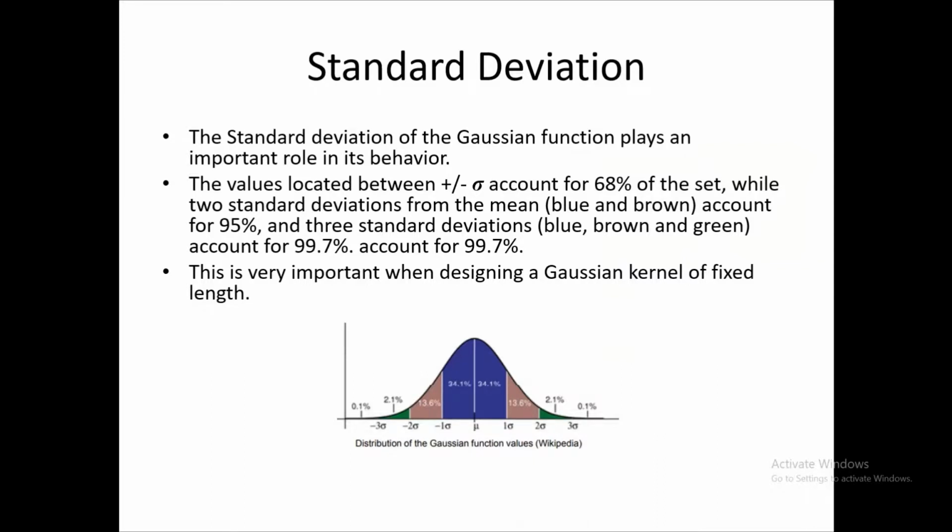And if we look at the figure here, the values located between plus minus sigma account for 68% of the set, while two standard deviations from the mean, blue and brown, account for 95%, and three standard deviations, blue, brown and green, account for 99.7%. And this is very important when we design a Gaussian kernel of fixed length.